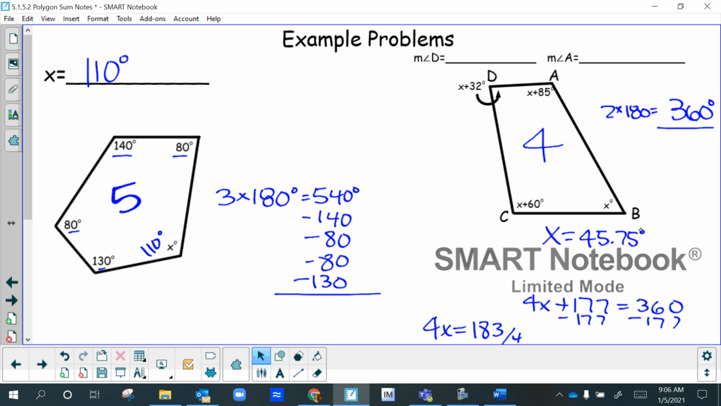And so now, if this angle is 45.75 degrees, I'm just going to add that in there. So 45.75 plus 85, that would be for angle A. This is 130.75 degrees. And then I want to take 45.75 and add 32. So this is 77.75 degrees. Okay. All right.